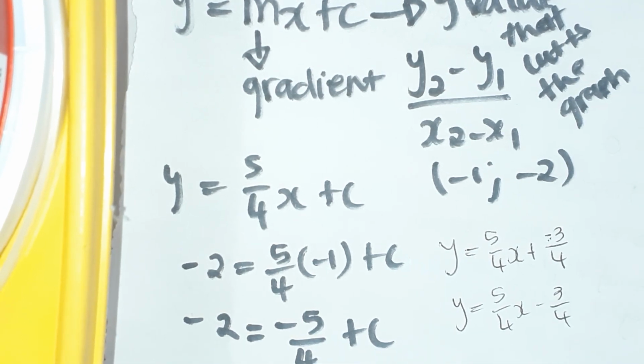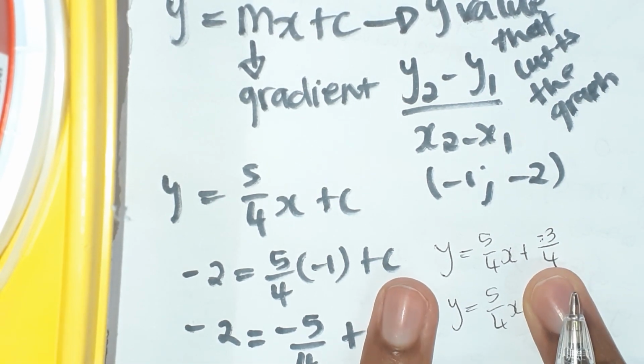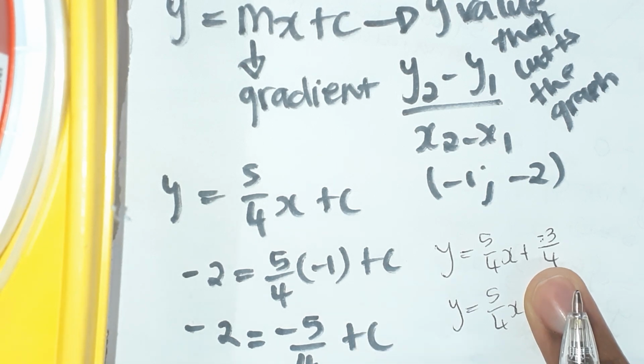When c is 0, it will just cut at 0 and you will not have anything extra. You just have y equals 5/4x. Just know that the line cuts the y-axis at 0.